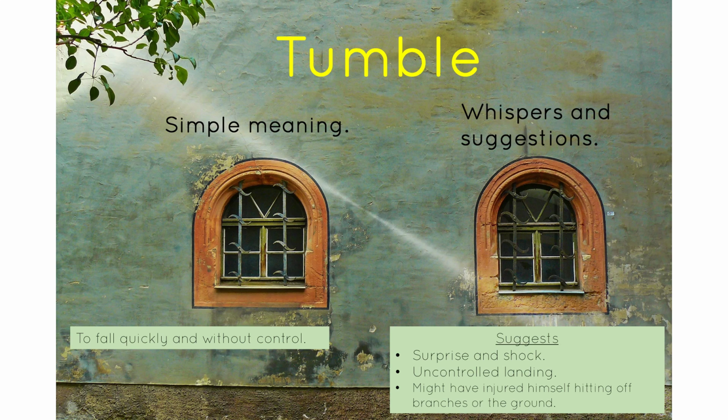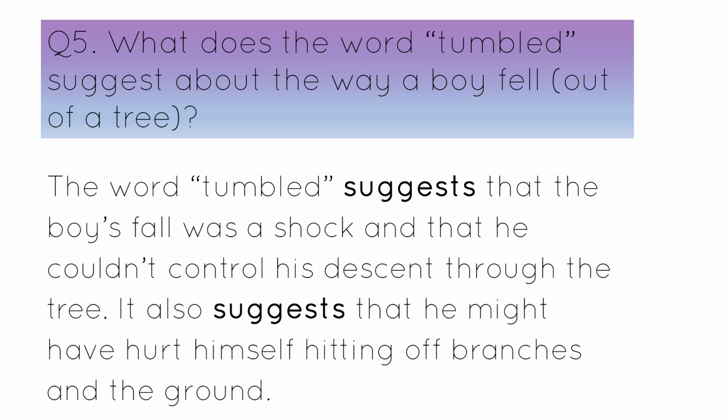And the answer would look a little bit like this. The word tumbled suggests that the boy's fall was a shock and that he couldn't control his descent through the tree. It also suggests that he might have hurt himself hitting off branches and the ground. So again, I'm using that word suggests as often as I can because it leads me down the right direction when I'm writing down the answer. It helps me to format it correctly. And also I'm giving as many examples as I can, not just one.